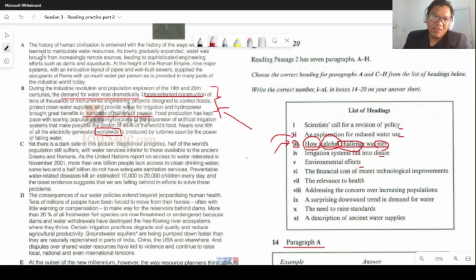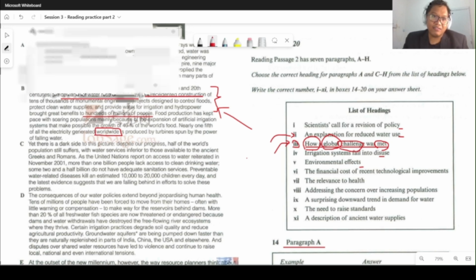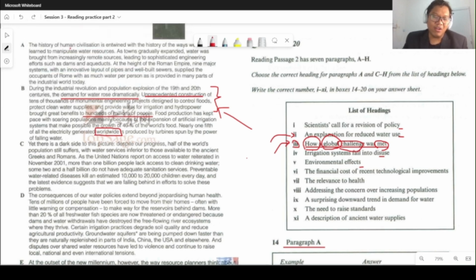Now, if we quickly read this, the history of human civilization is entwined. So, and highlight all the words that you feel are quite important, right? Or words that you feel will play a huge part in that paragraph. That's it. Is entwined in the history of, again, human civilization, history, the ways we have learned to manipulate water resources. As societies gradually expanded, water was brought increasing. Okay, so water has been repeated. Remote success, sophisticated engineering efforts such as dams and aqueducts at the height of the Roman Empire.